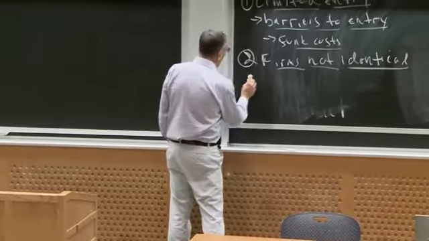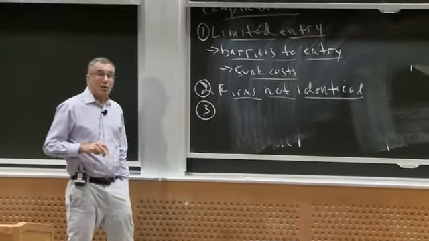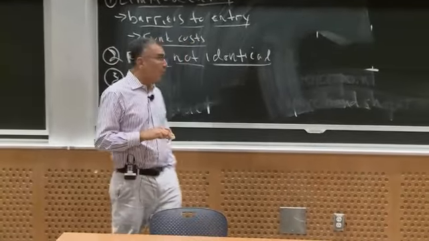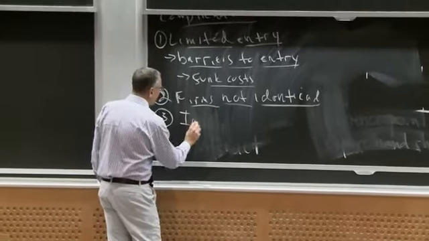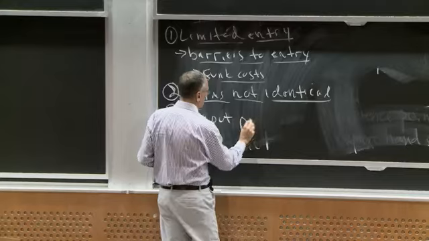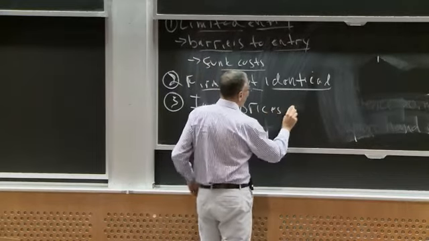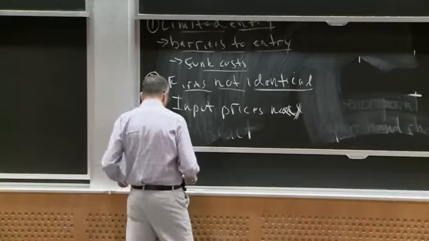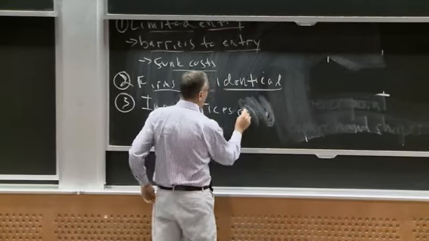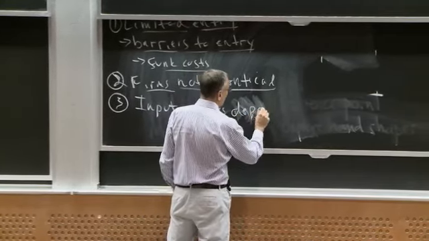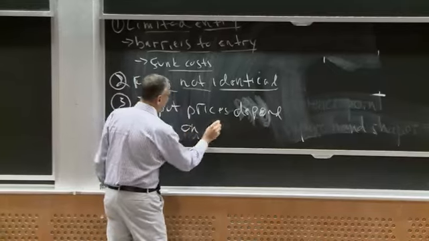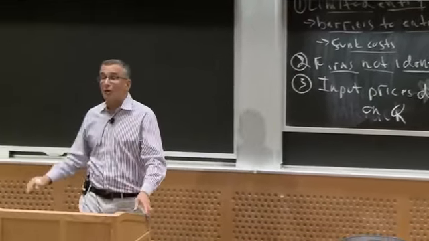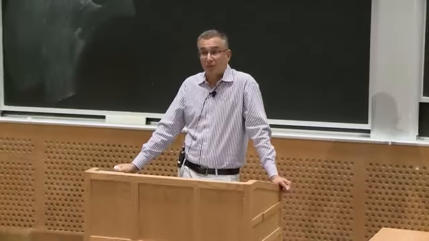All right? Okay, so that's a second reason why you could end up with long-run profits. The third reason is quite different. The third reason hints at something we'll start talking about in a few lectures, which is that input prices depend on quantity. That is, as you produce more, the cost of buying inputs could rise.